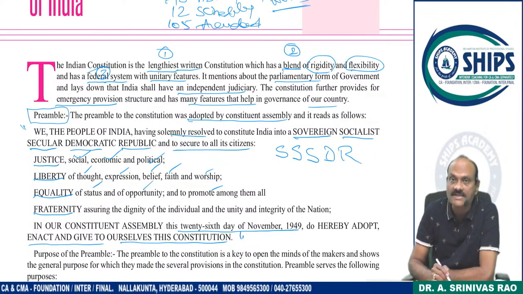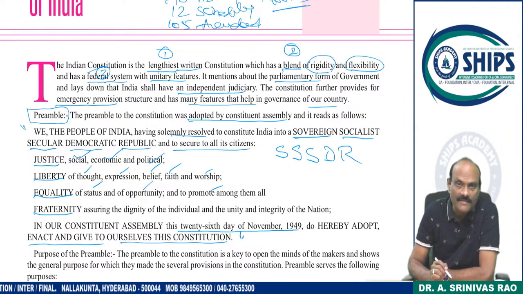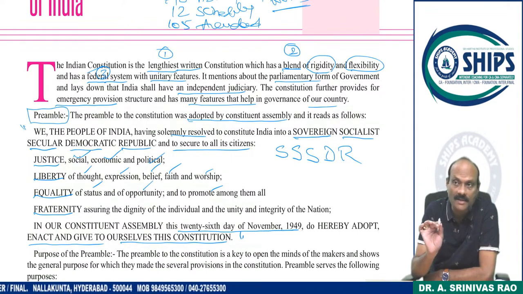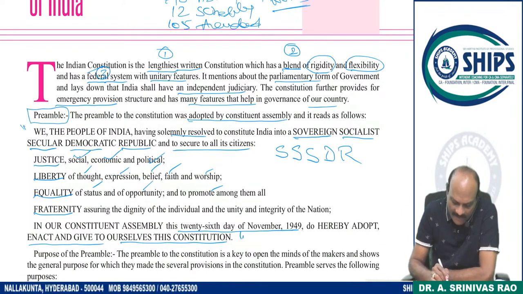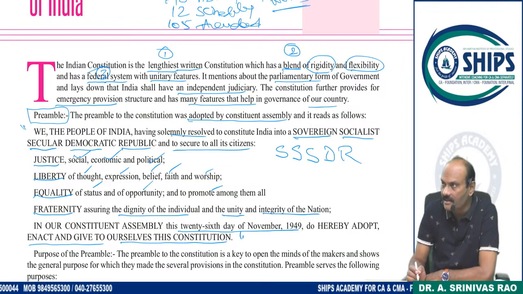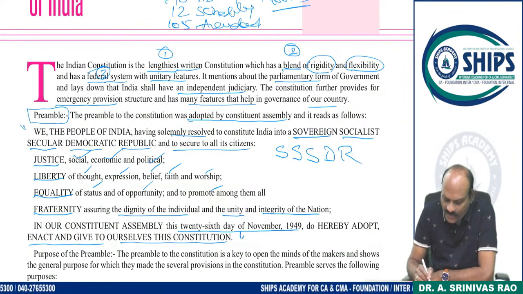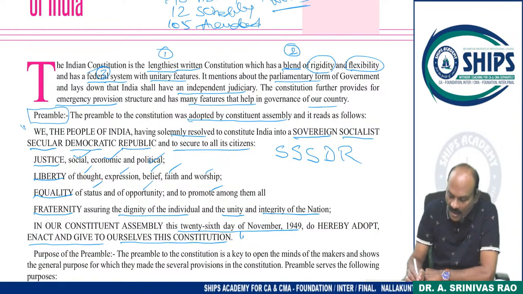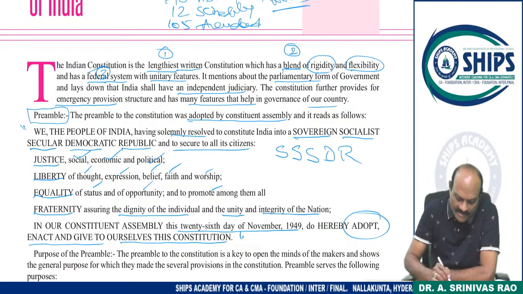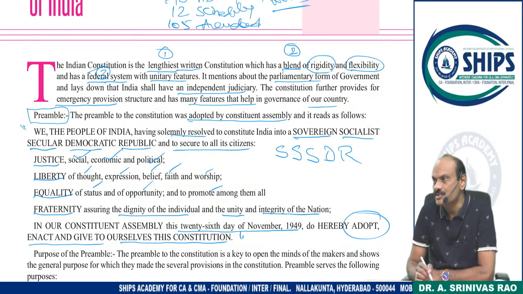And fraternity. What is fraternity? Spirit of brotherhood. Fraternity means spirit of brotherhood. Remember, spirit of brotherhood. Fraternity assuring the dignity of the individual and the unity and integrity of the nation. And finally, in our Constituent Assembly, this 26th day of November 1949, do hereby adopt, meaning we are accepting it, and enact and give ourselves this Constitution.